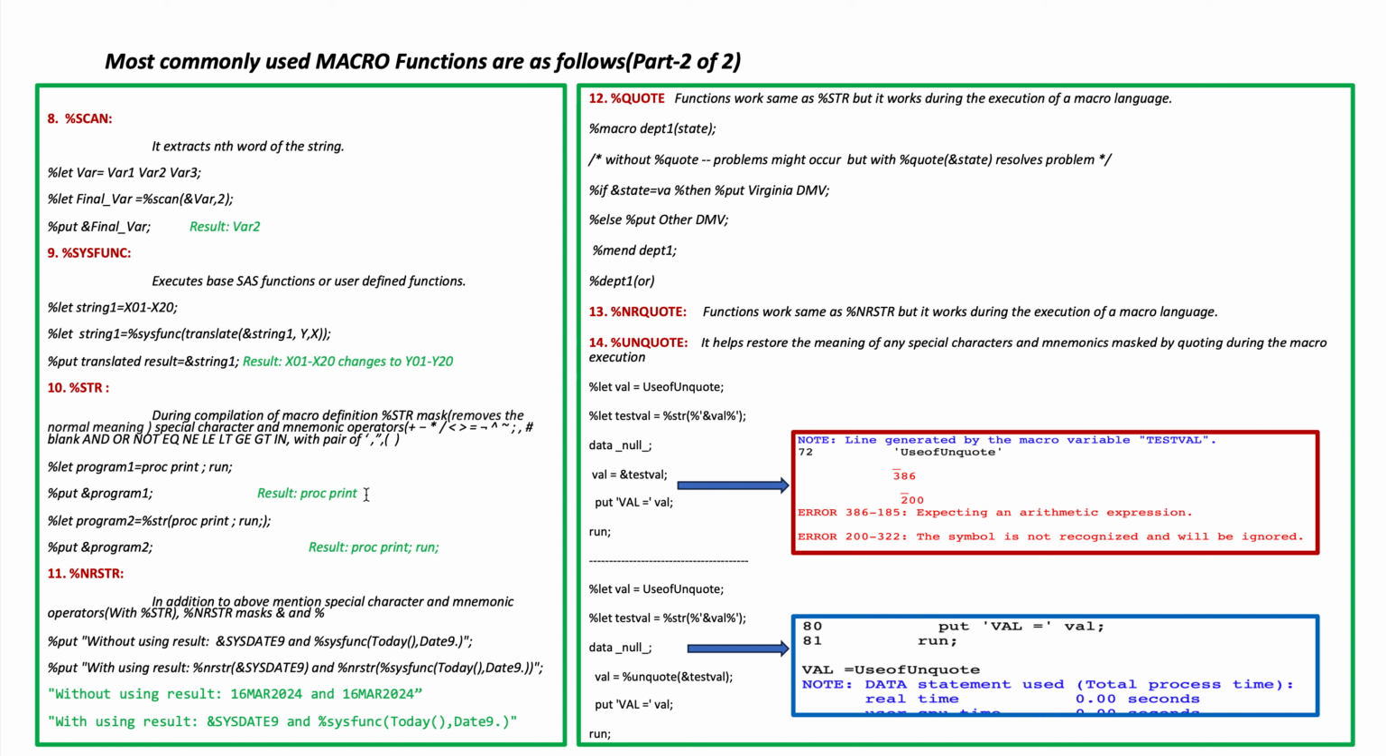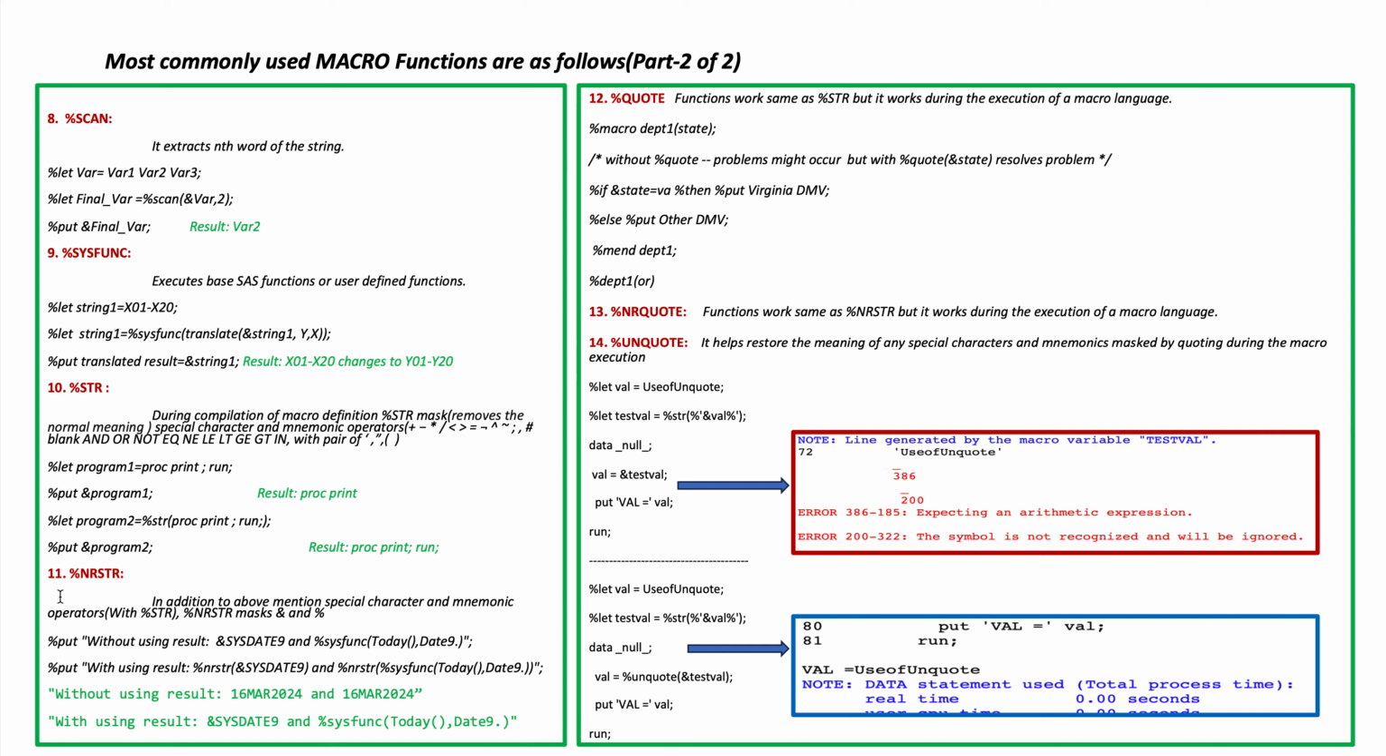But suppose we need to print proc print; run;. In such a scenario, we have to use %str so that it removes the normal meaning of the semicolon. As a result, we obtain proc print; run;. This is the result with %str.